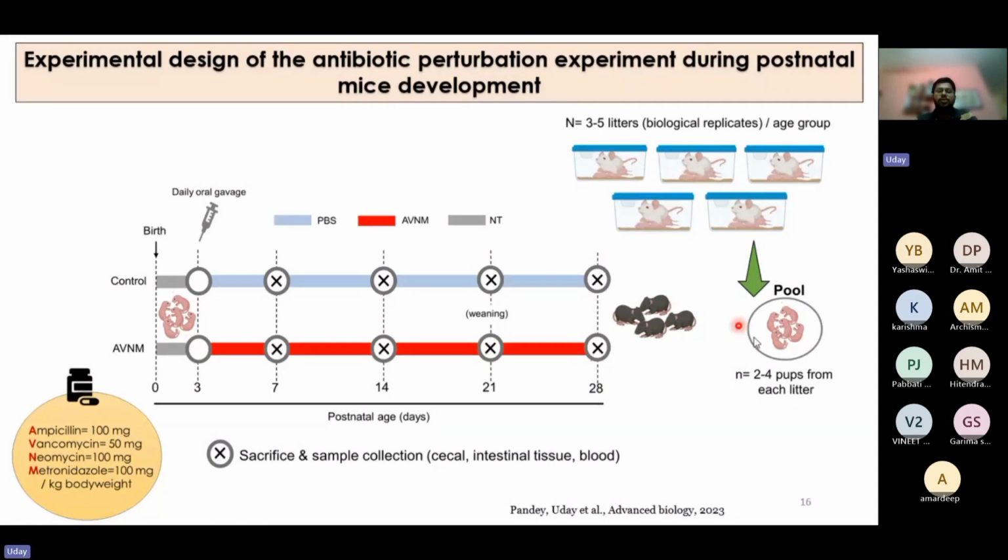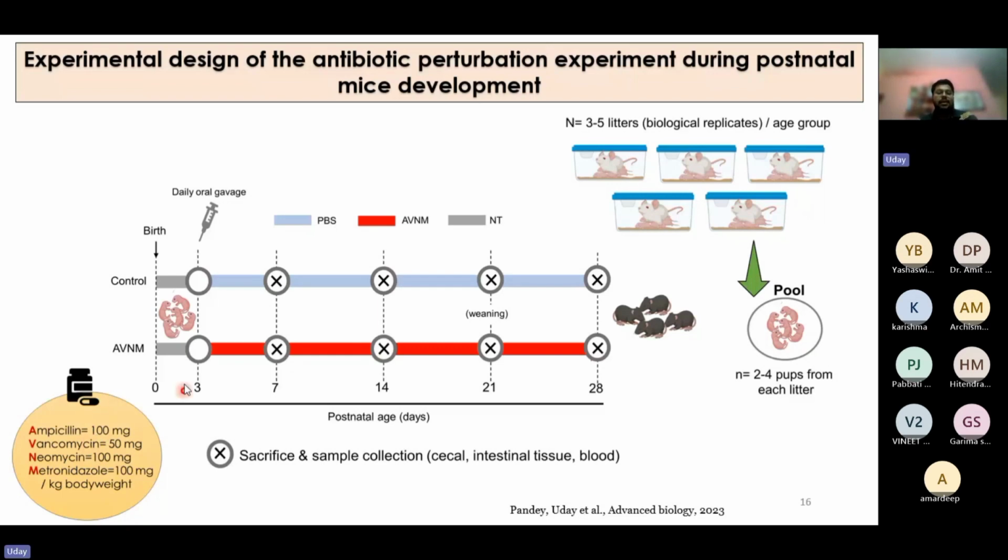My goal is to completely eradicate or deplete the microbial population early from the neonatal days. So for that, we used an ABNM cocktail. It consists of ampicillin, vancomycin, neomycin, and metronidazole. It is a broad-spectrum antibiotic that will target anaerobes and aerobes and also gram-positive and gram-negative bacteria. So it is a well-used antibiotic cocktail to eradicate the microbial population.